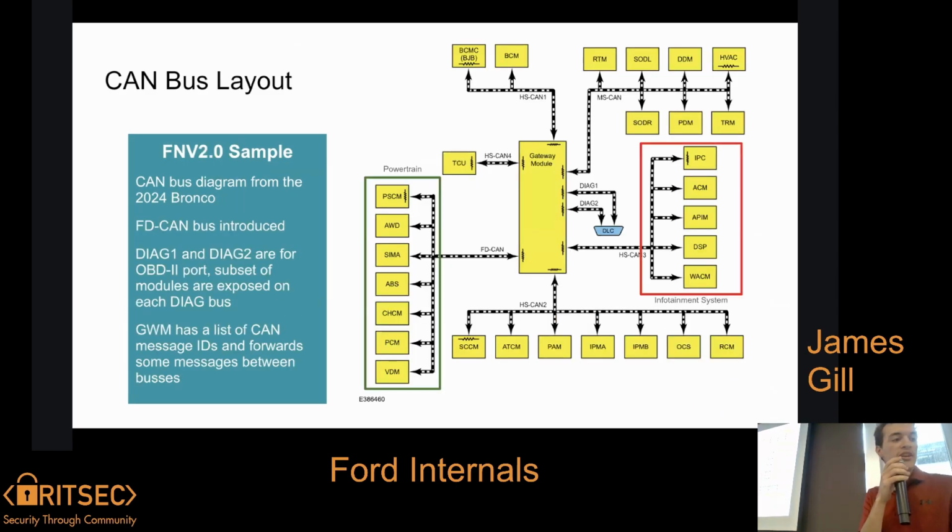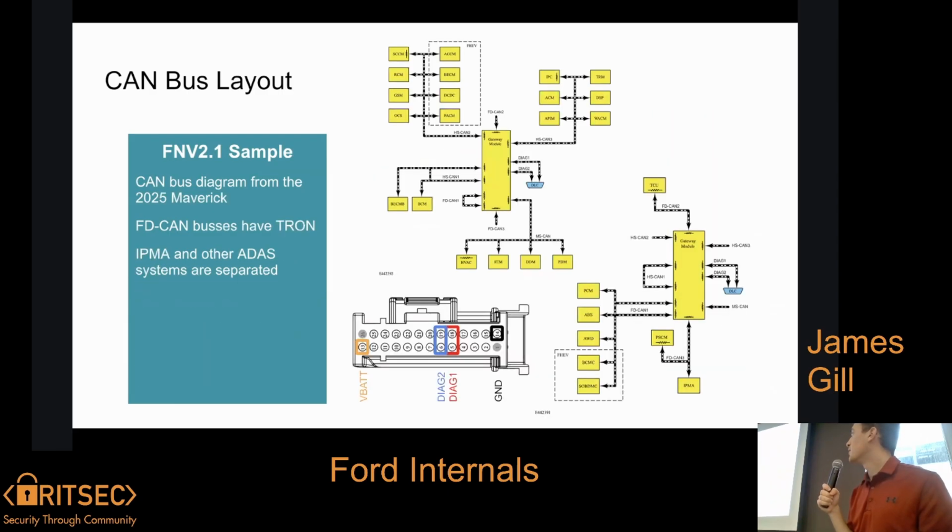Now we have FDCAN, and you can see there's a much clearer segregation. The APIM has access to nothing else except for the other infotainment things. It's not connected to any other network. It's not in a privileged position. Instead, there's this gateway module, which is now all privileged and has access to all the networks. But it acts as a dumb router in theory, so maybe that's a bit more secure. And this is when they also started upgrading things to FDCAN, which is the faster speeds.